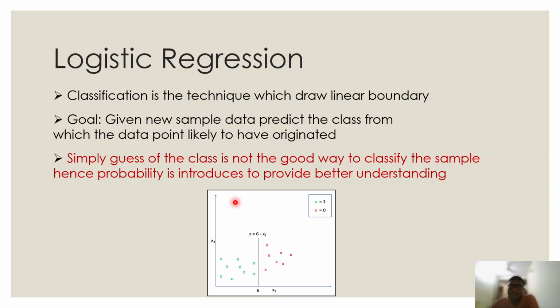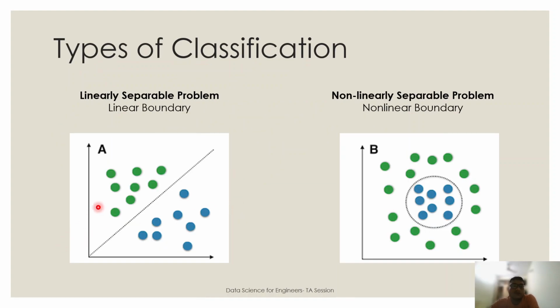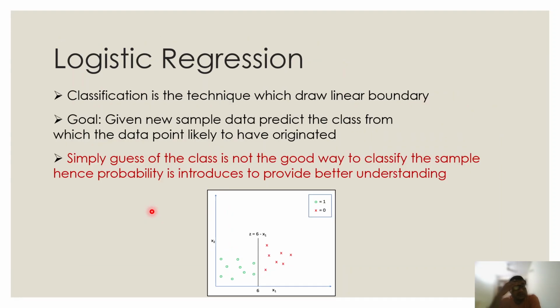Moving on, we are going to see logistic regression, which helps to draw a linear boundary. Linear regression is different; it is utilized for regression purposes. Logistic regression we utilize for classification problems. Logistic regression is a technique which draws a linear boundary, where we will not get a non-linear boundary.